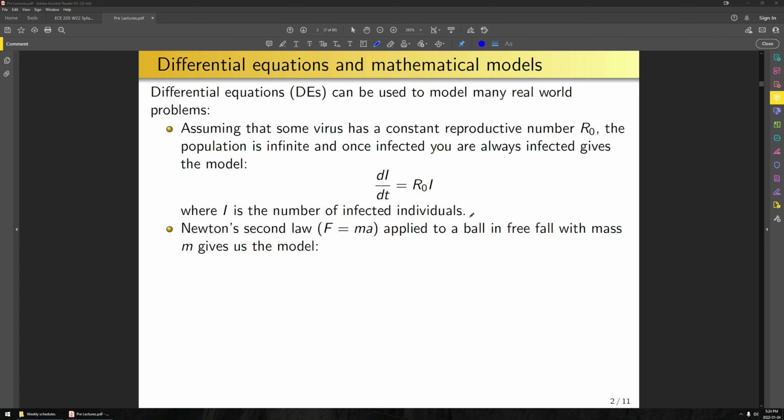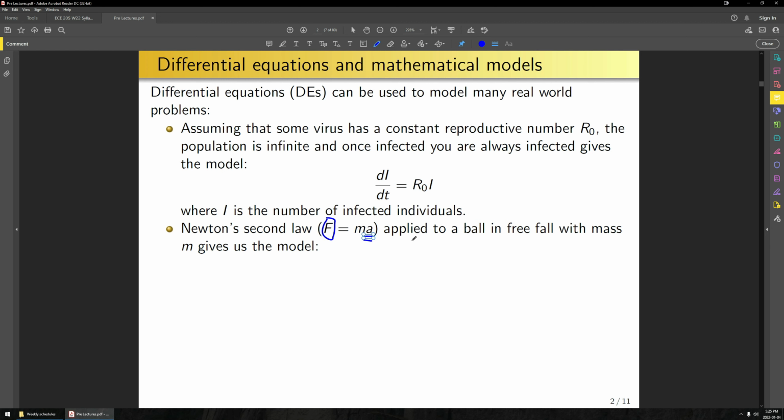Next up, Newton's second law. Well, Newton's second law actually turns out to be a really rich source of deriving differential equations. So we know F is equal to ma. We know that the acceleration is just the second derivative of the position function. So if I know the forces acting on an object, I can plug them in here, and that gives me a differential equation I can solve.